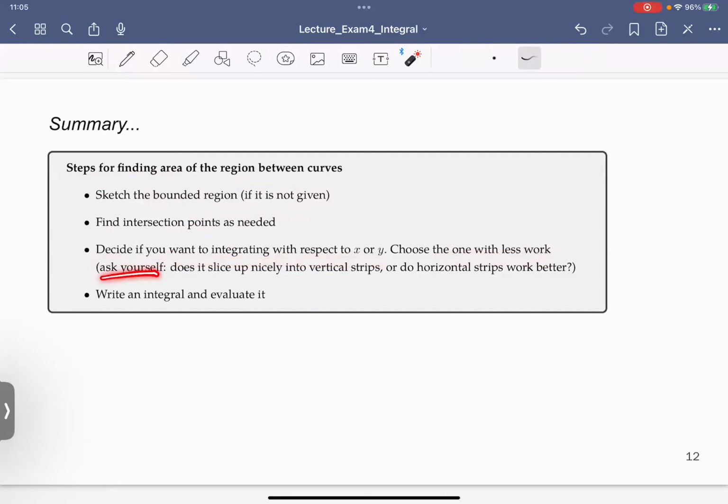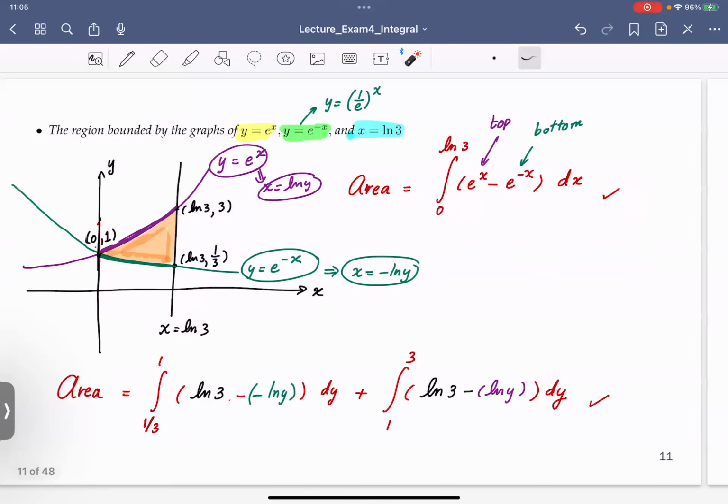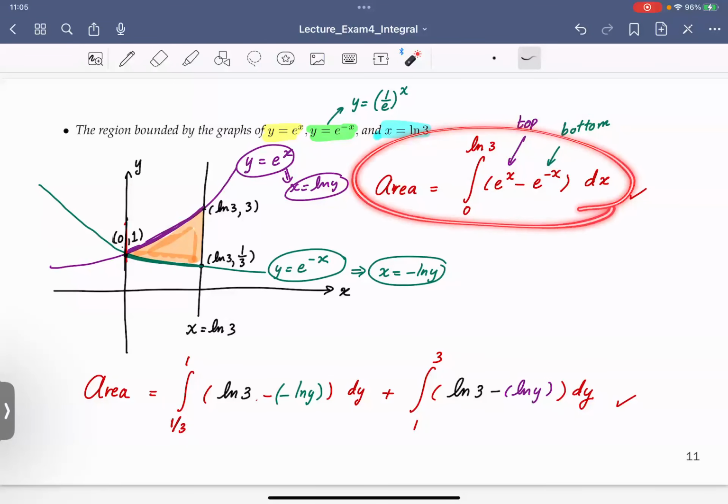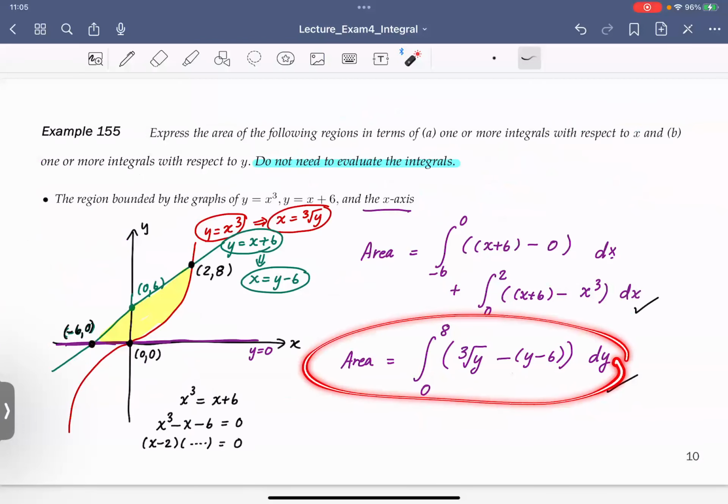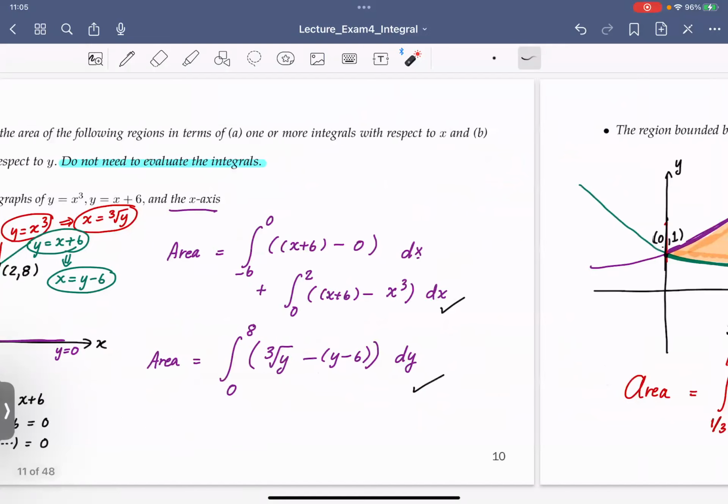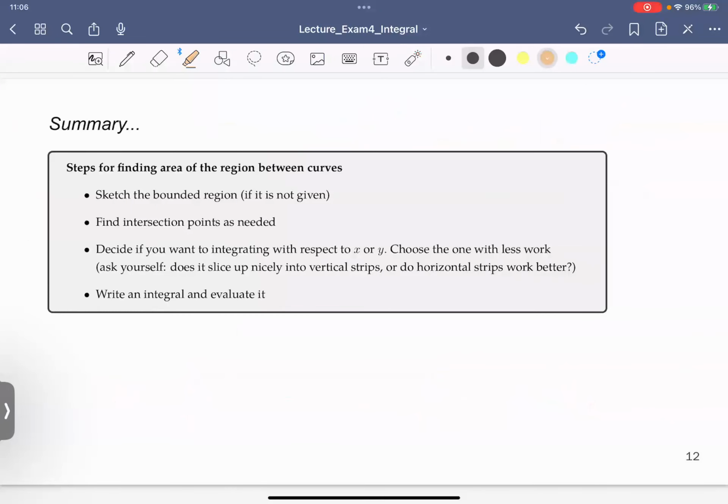You should ask yourself whether it lines up nicely into vertical strips or whether horizontal strips work better. So it depends on you, because like in this one, dx is better. In this one, dy is better, right? It depends on the question that you have. But the most important step is to sketch the region. If you can sketch it, you're going to be good. And then the last step is to calculate the integral, which usually I'm not going to put a lot of focus on, because most of the time the question will say do not evaluate the integrals. Okay. All right.